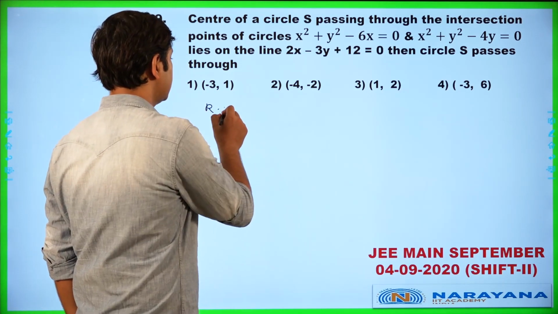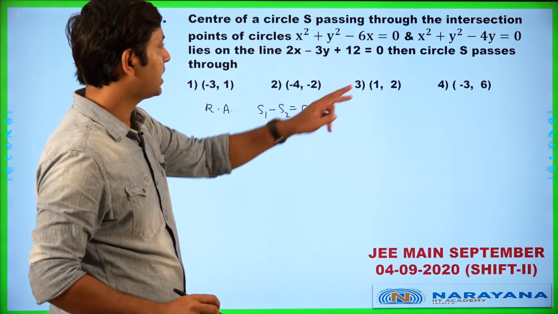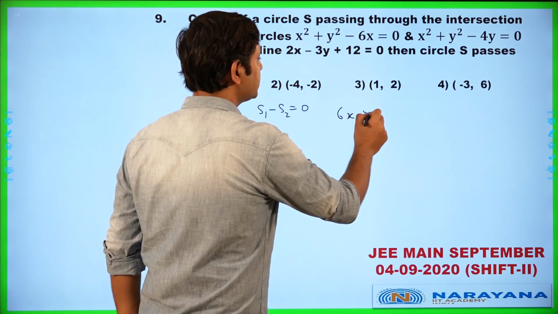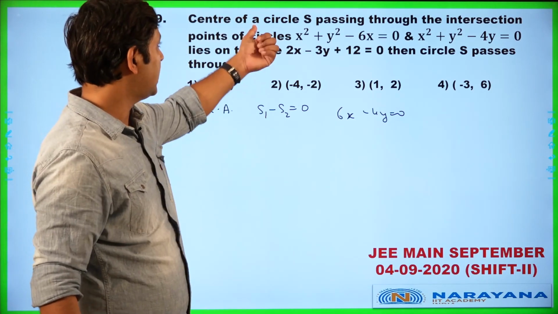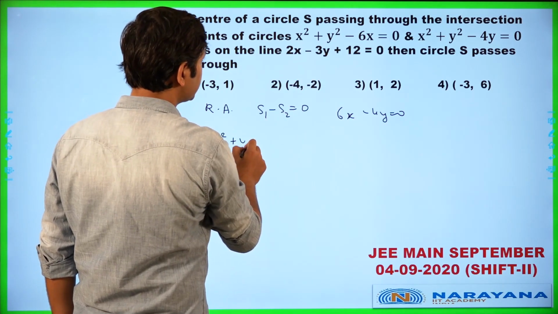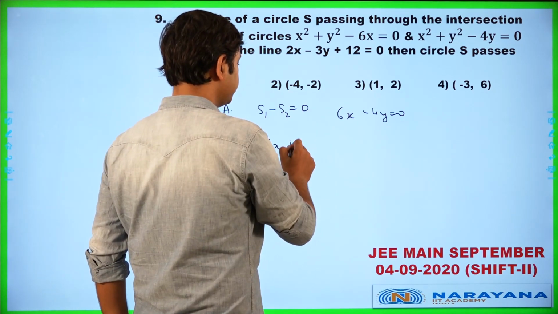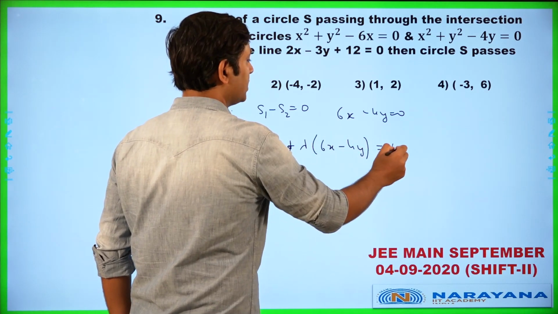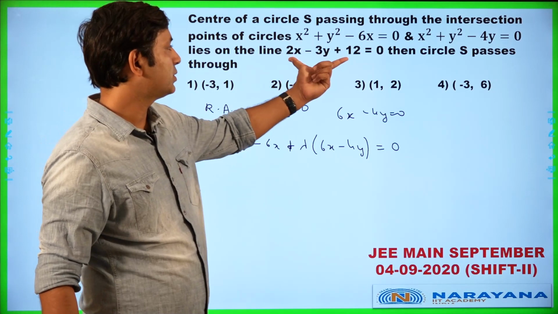Radical axis can be taken as S1 minus S2 is equal to 0. Subtracting these two equations, we will get 6x minus 4y is equal to 0 as radical axis. The circle S can be taken as any circle of these two, let us say x square plus y square minus 6x plus lambda times the radical axis, 6x minus 4y is equal to 0. We will find the center of this circle and we will substitute the center in this line.